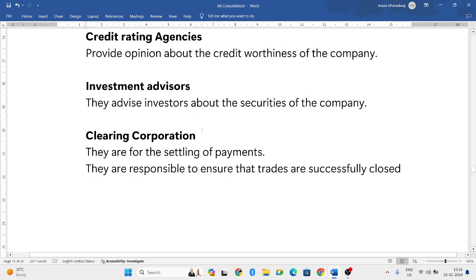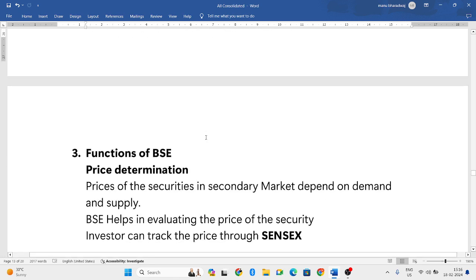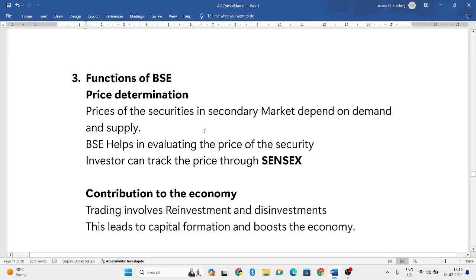Next is clearing corporations. So the settlement of shares. Suppose you have purchased the share, it takes 2 working days to get the share allotted to you. So all this settling process, complete trade settlement will be done by this clearing corporation. They are responsible to ensure that the tradings have been successfully closed. So these are the players in the secondary market.